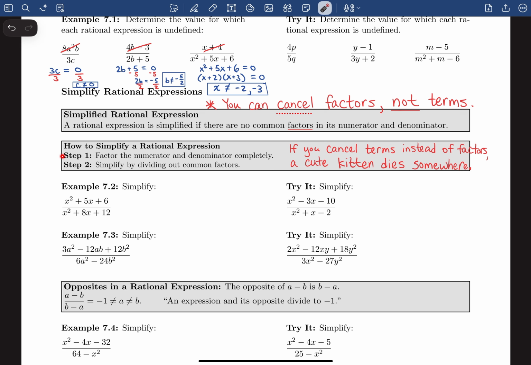Follow this quick two-step process. Step 1, factor the numerator and denominator completely. Step 2, simplify by dividing out common factors.